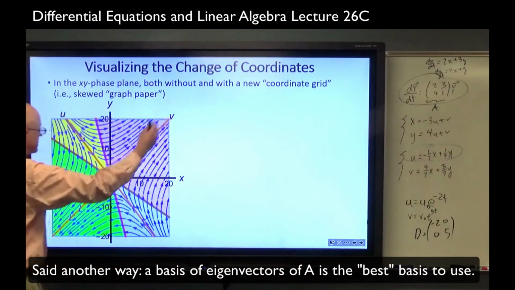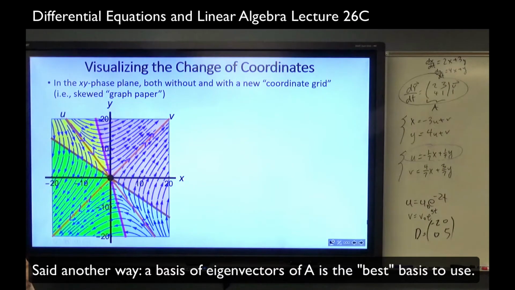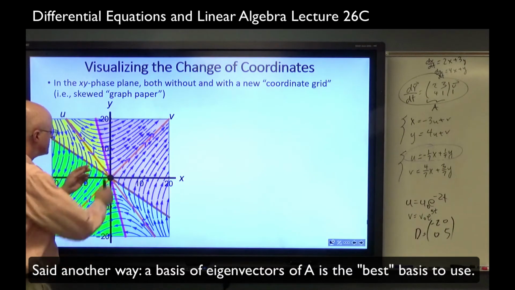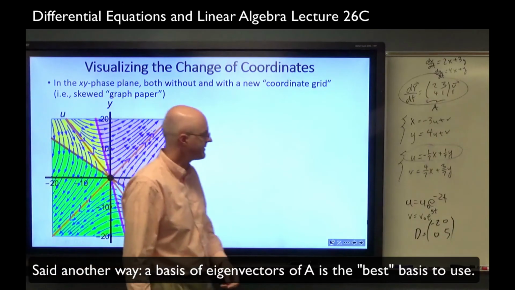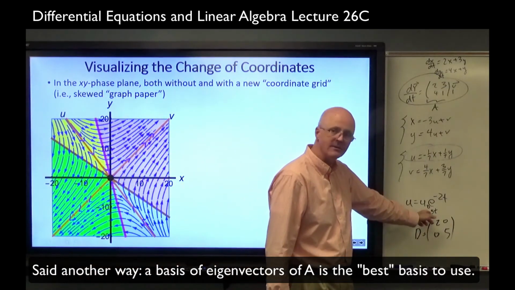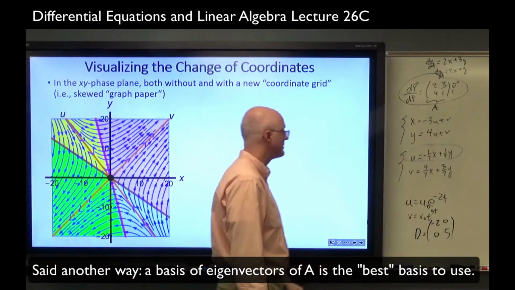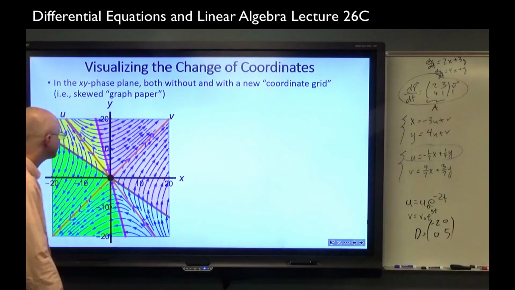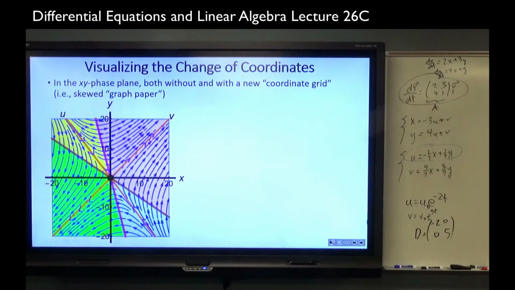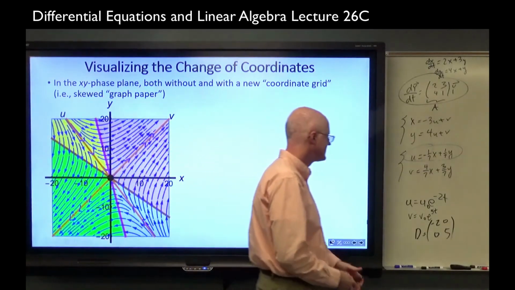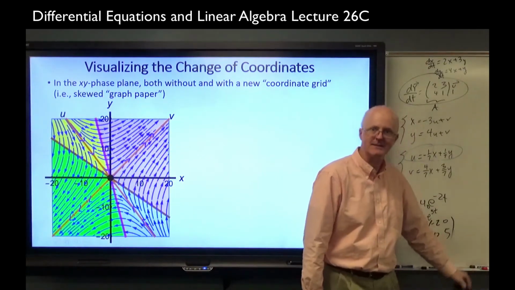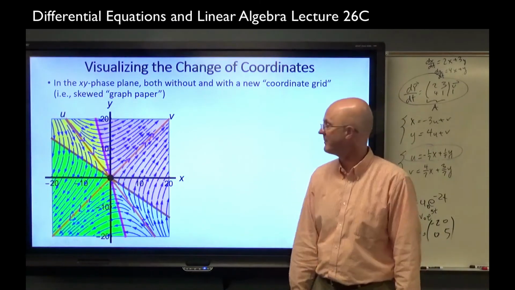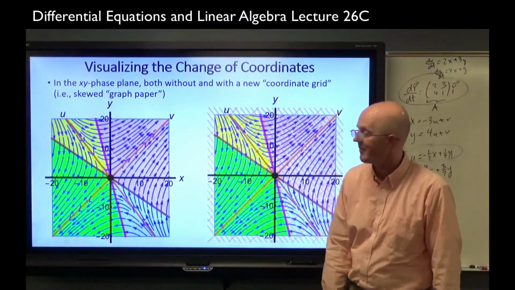The other one, the v-axis, parallel to the vector (1, 1), the other eigenvector. Source in that direction corresponds to the positive eigenvalue 5. That would be the v-axis here. In the next picture I'm about to show you, I added in slanted grid lines to make slanted graph paper, skewed graph paper. There we go.